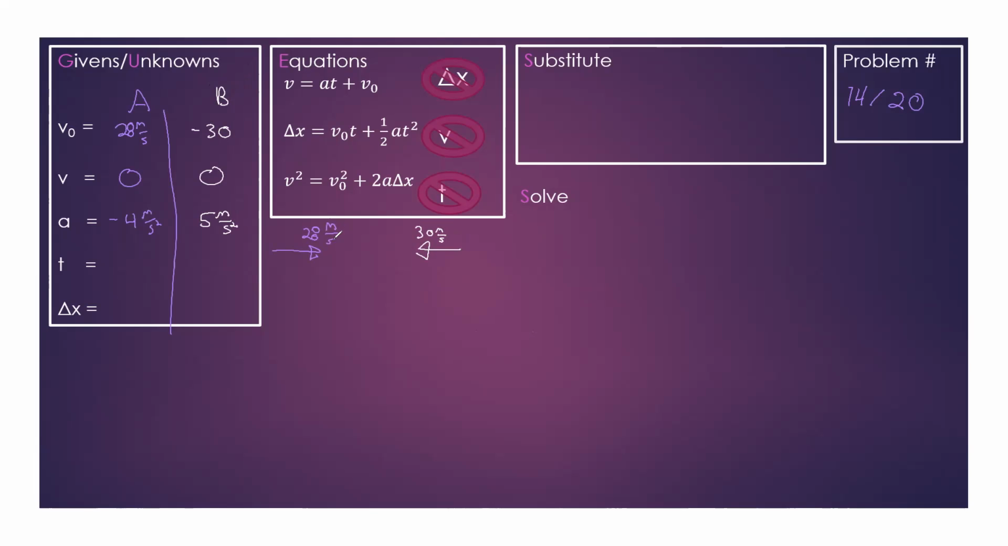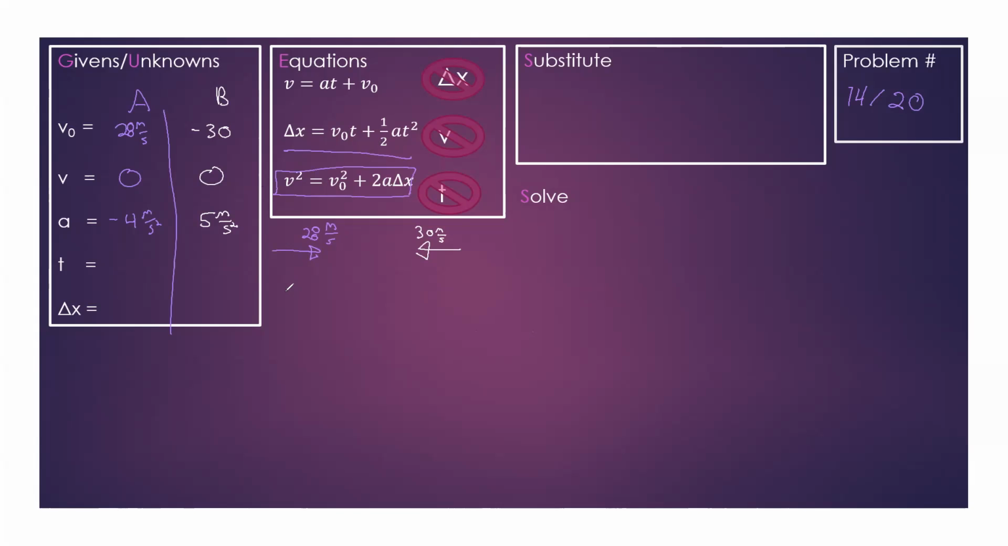And because they're both slowing down, their acceleration has to be opposite of velocity. Train A is going to the right, it's a positive velocity, it's slowing down, so it must have a negative acceleration. Train B is going to the left, so it must have a negative velocity, and it's slowing down, so it has to have a positive acceleration. All right, so I'm going to go ahead and use this equation here. I don't want to mess with time if I don't have to.